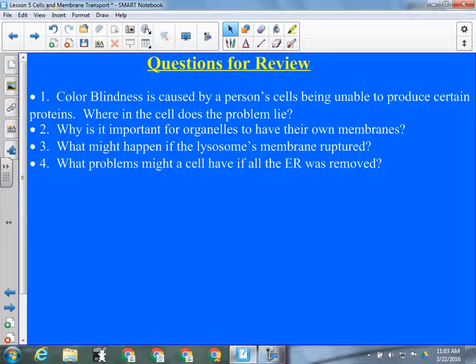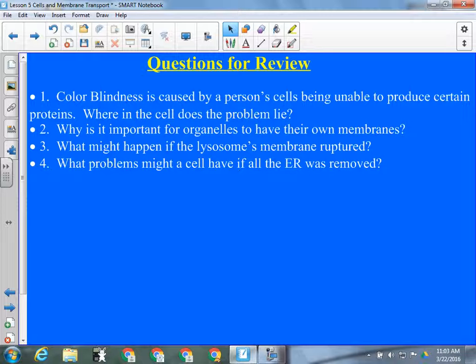So being colorblind simply means that there's a mistake in your DNA, and as a result, the protein that is produced does not work right. We talked about that yesterday. The example we used yesterday was color blindness and diabetes, not being able to produce insulin properly.